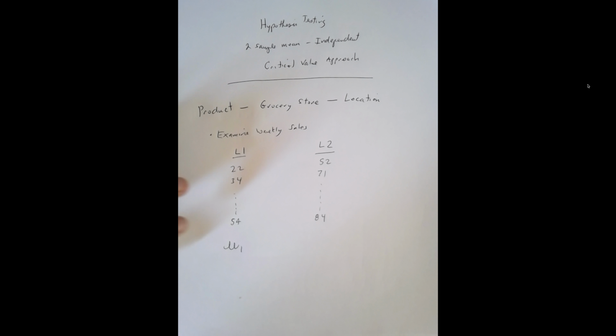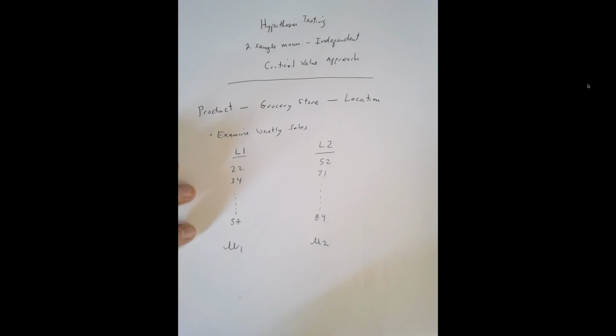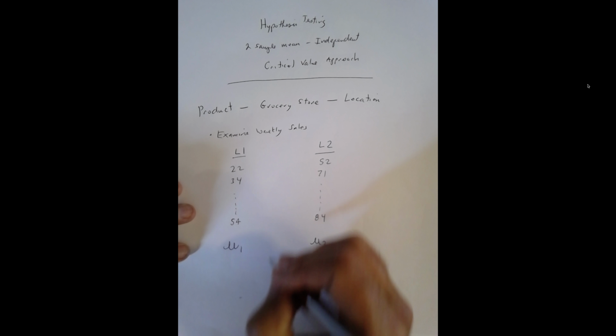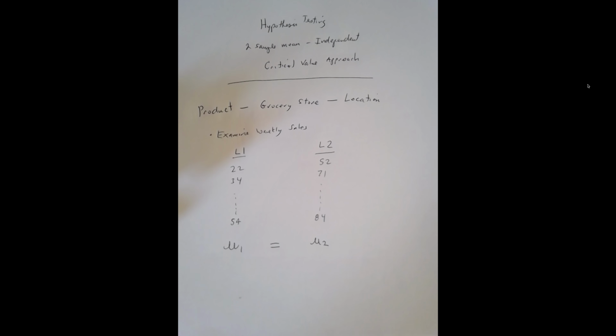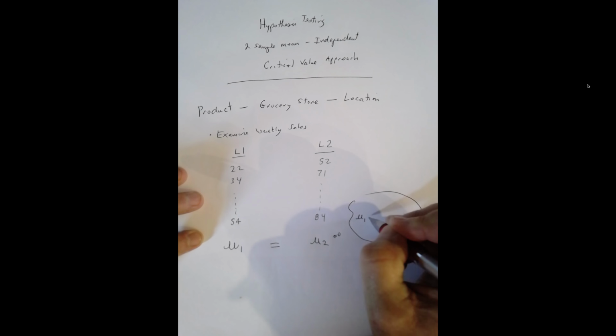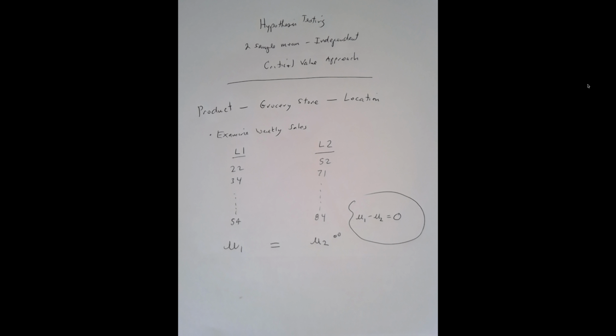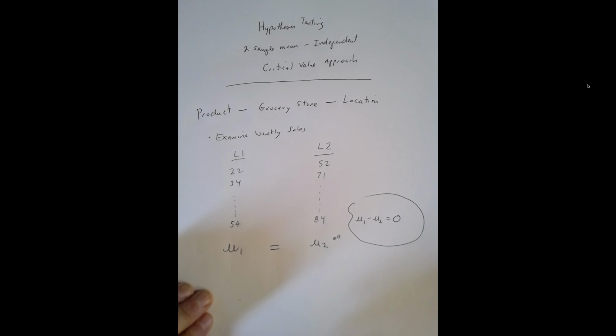So we want to see the average sales from location one, how it compares to the average sales for location number two. Specifically, we want to see if these means are equal, which is equivalent to examining whether mu1 minus mu2 is equal to zero. Is the difference equal to zero, which is the same as saying that the two population means are the same.